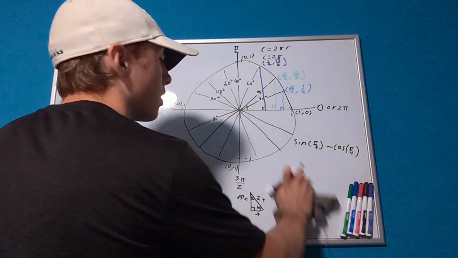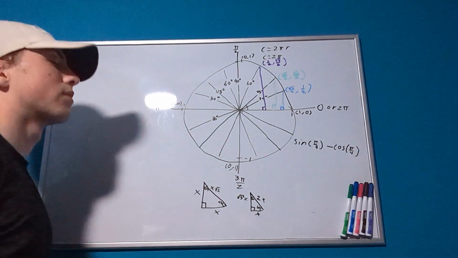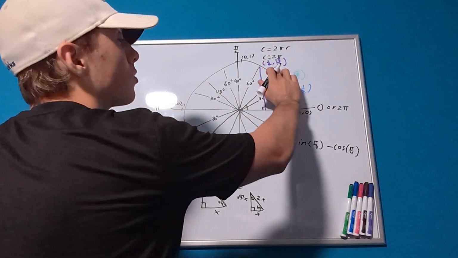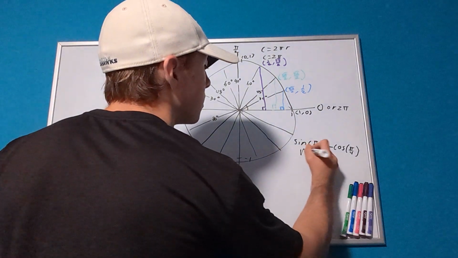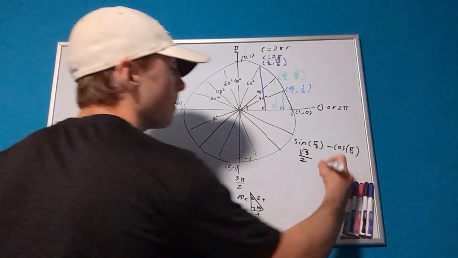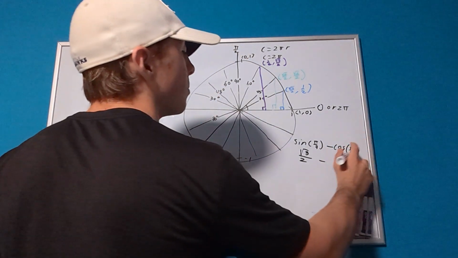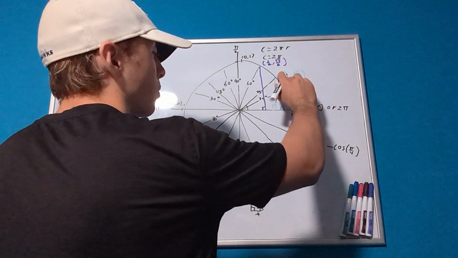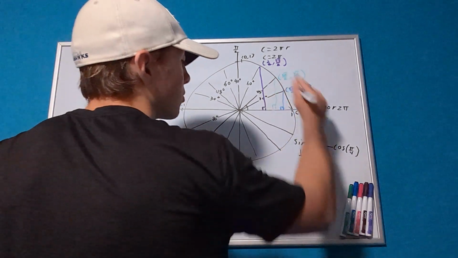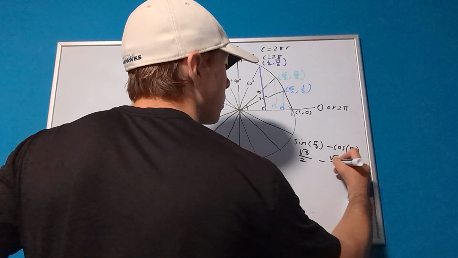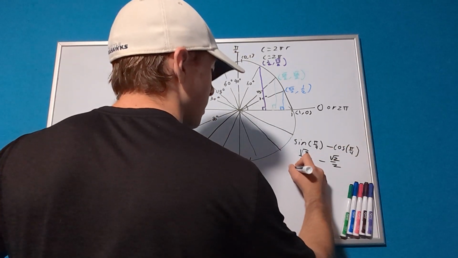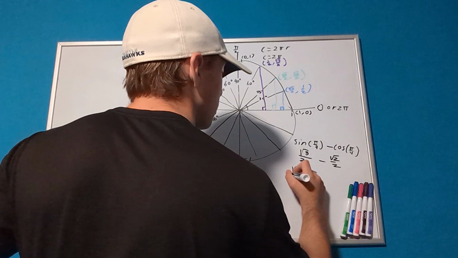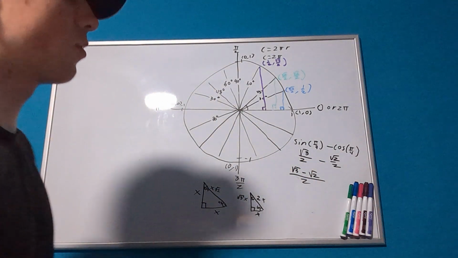So now let's look at this problem again. Sine of pi over 3. What is pi over 3 radians? Pi over 3 radians is 60 degrees. Sine is equal to the y values: square root of 3 over 2. Then cosine of pi over 4. Remember, pi over 4 is 45 degrees. In 45 degrees, our x value is square root of 2 over 2. So the best form we can leave it in is square root of 3 minus square root of 2 over 2. That's the best form that we can leave that in.